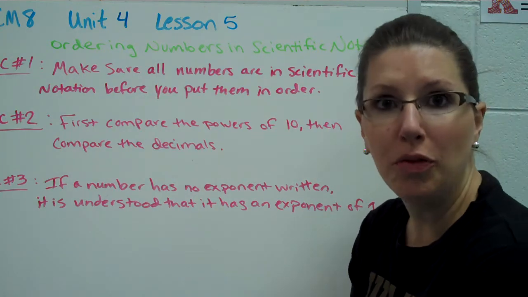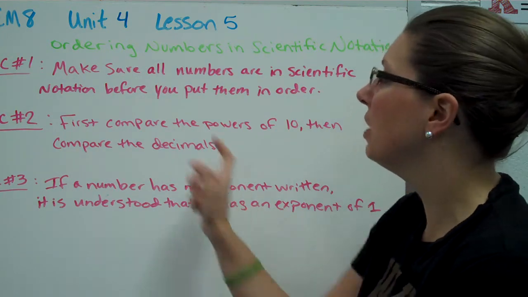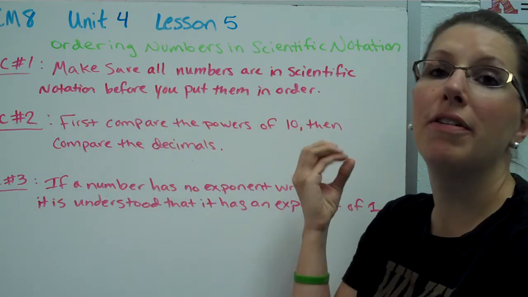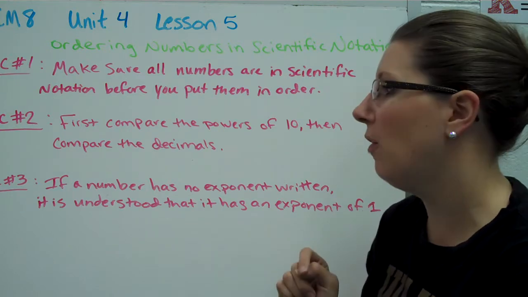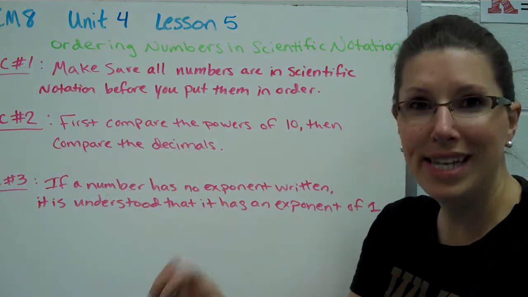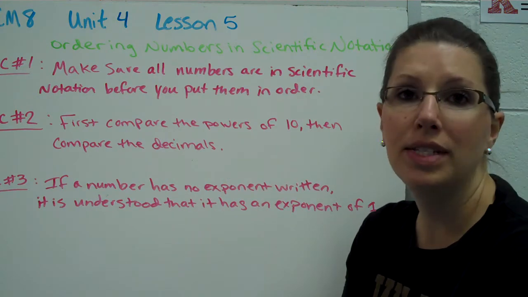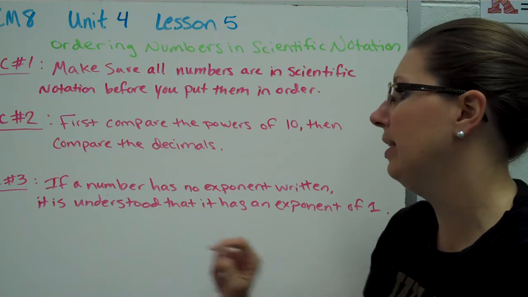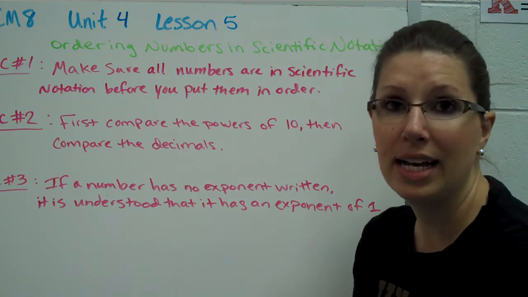Some things to remember before we put these numbers in order. First, make sure all your numbers are in scientific notation before you put them in order. That's going to be helpful. After you do that, compare the powers of 10, then compare the decimals. And lastly, if a number has no exponent written, it's understood that it has an exponent of 1.